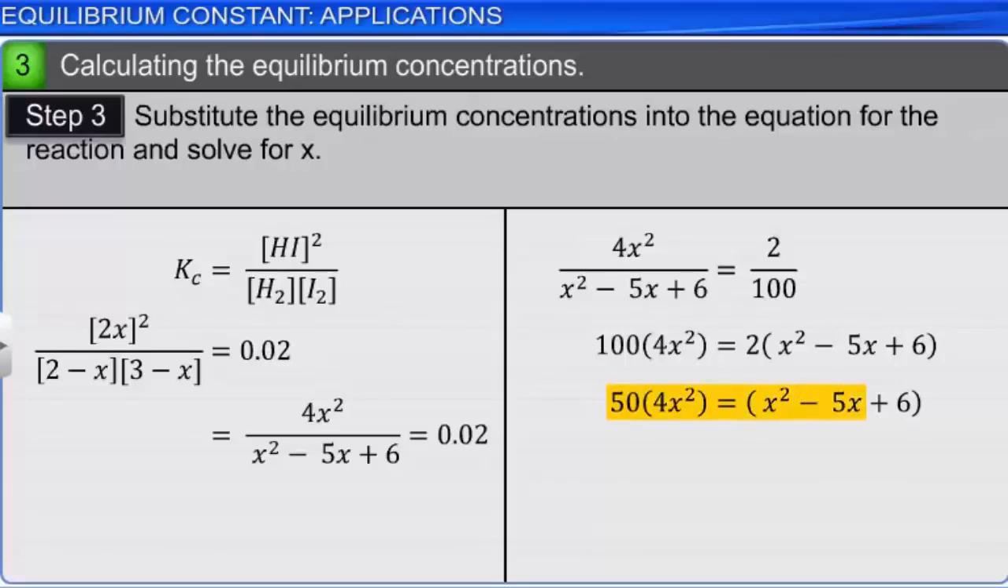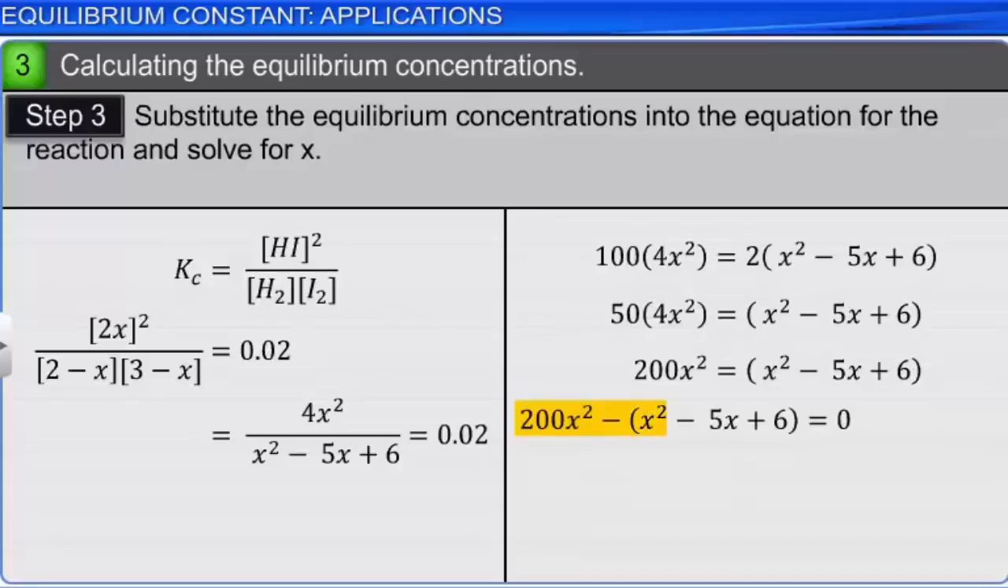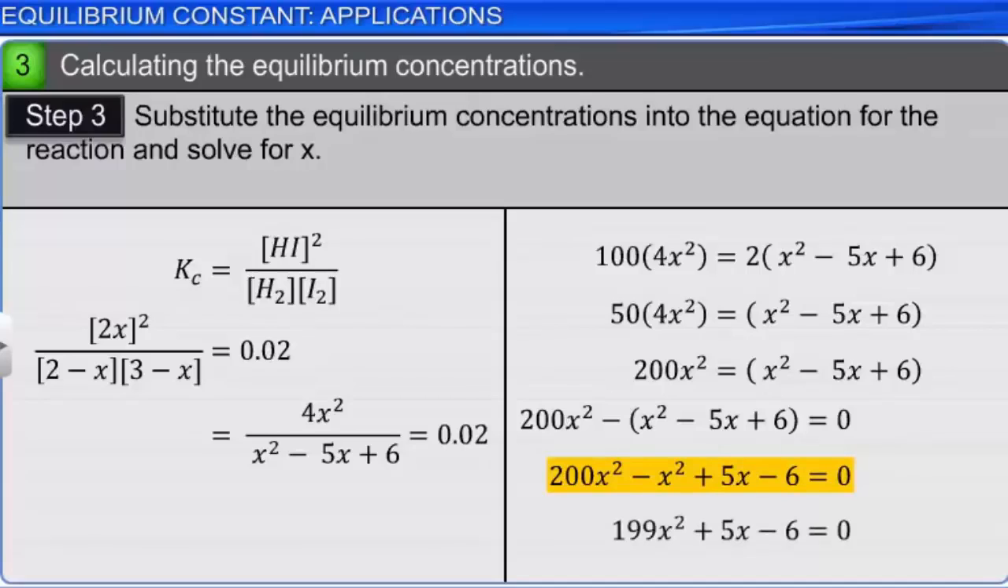This becomes equal to 200x² is equal to x² − 5x + 6. This equation can be written as 200x² − (x² − 5x + 6) is equal to 0. This becomes equal to 200x² − x² + 5x − 6 is equal to 0. This is equal to 199x² + 5x − 6 is equal to 0.